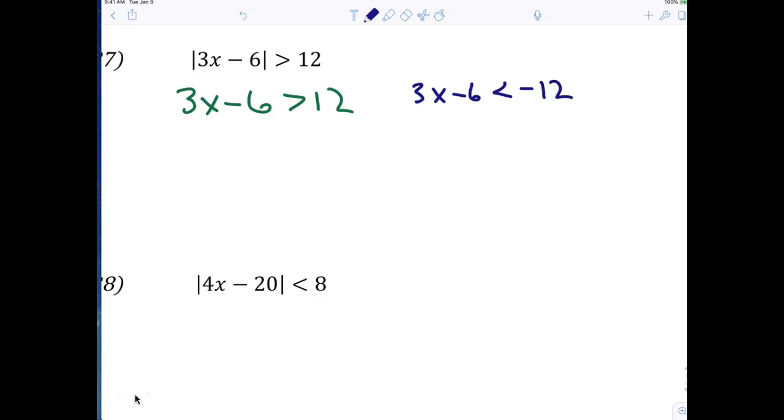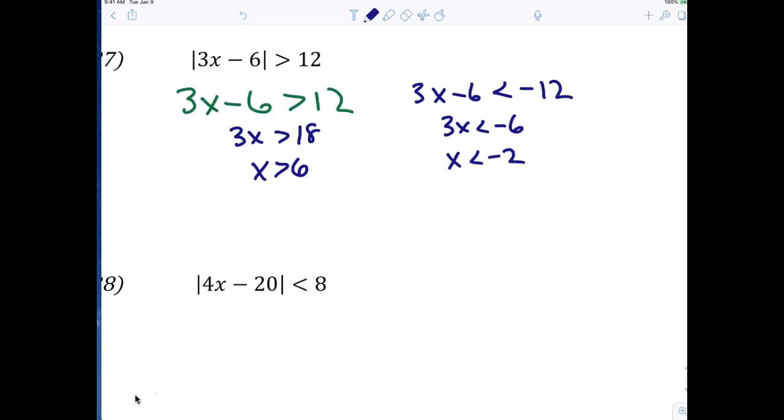So first thing we're going to do is add 6. So we would say 3x is greater than 18. And then we divide by 3. So x is greater than 6. Now on the other side, we would say 3x is less than negative 6. So x is less than what? Negative 2. Yes, I see you. Thank you.